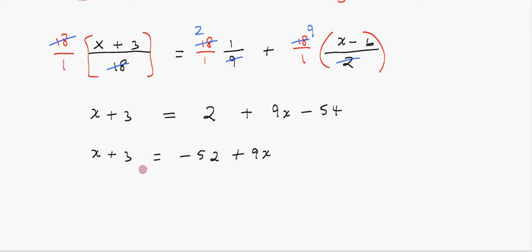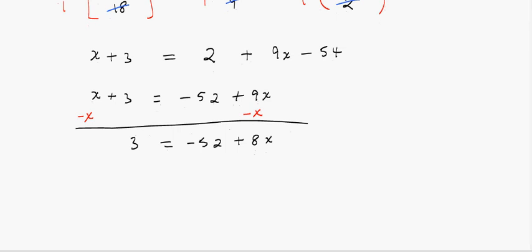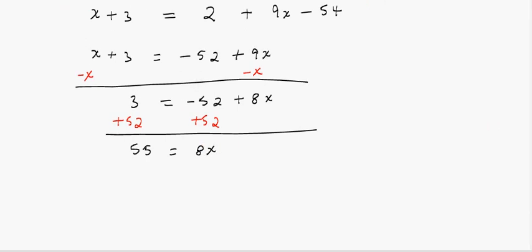We've got x's on both sides, but we've got more x's on the right, so let's move this one over to the right. So subtract x from both sides, and we end up with 3 is equal to negative 52 plus 8x, and then we add 52 to both sides, and we get 55 is equal to 8x, and we divide both sides by 8, and if we divide both sides by 8 we get 55 over 8 is equal to x. So that's the solution.